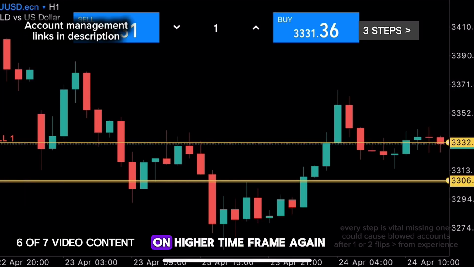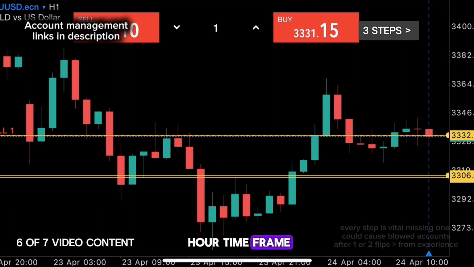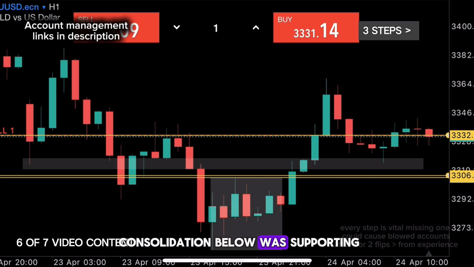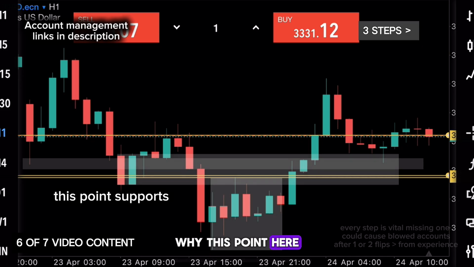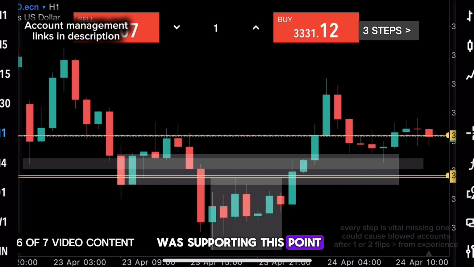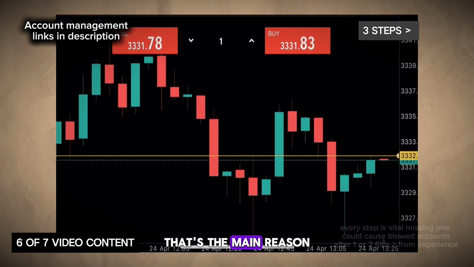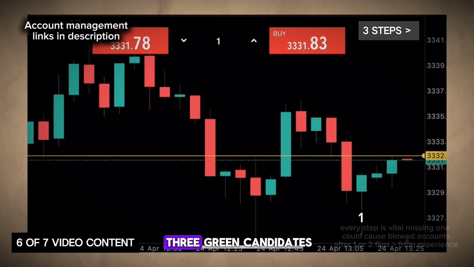And if you go on higher time frame again, which is on 1 hour time frame, you are going to see that another PDRA was literally backing up that point where there was the consolidation below was supporting this point. Why this point here was supporting this point? Why this fair value gap here was not supporting this point? You can see how everything is supporting each other. That's it. The main reason for our entry is because of these 3 green candles.